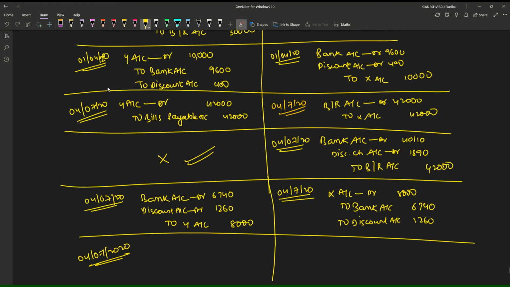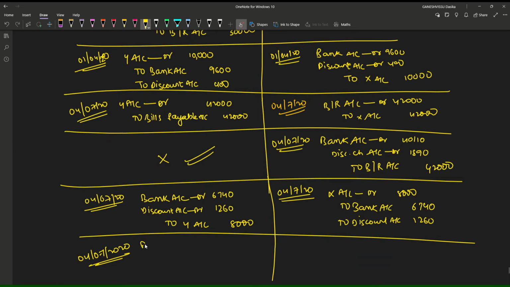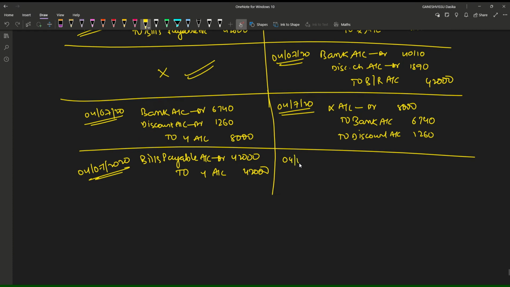What happened? X has become bankrupt, in the sense X has dishonored the bill, right? X has dishonored the bill, in the sense bills payable account debtor 42,000. Let me write it clearly. Account debtor 42,000 to Y account 42,000. Dishonor entry we need to pass, for which Y would be recording: he shall make X his debtor, so X account debtor to bills receivable account, simply for 42,000.